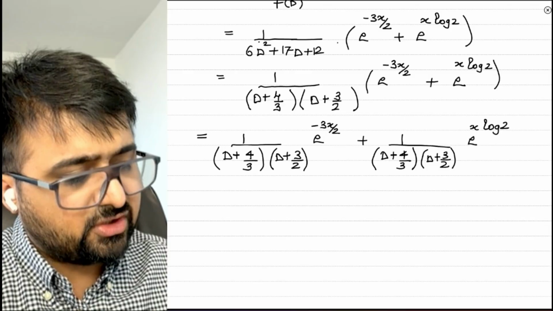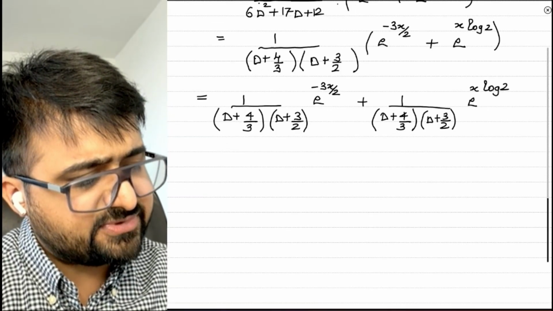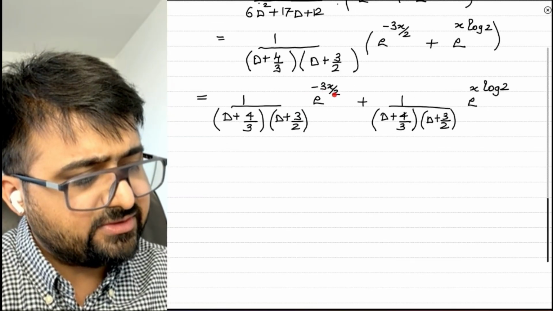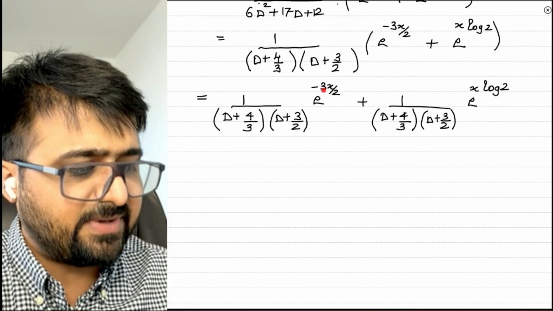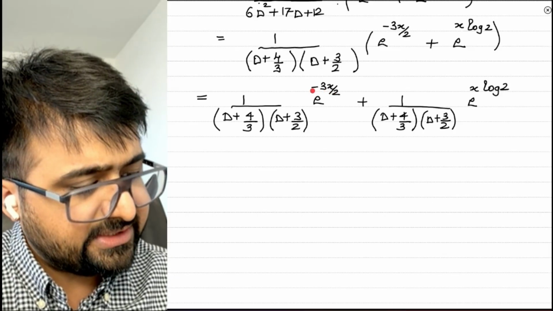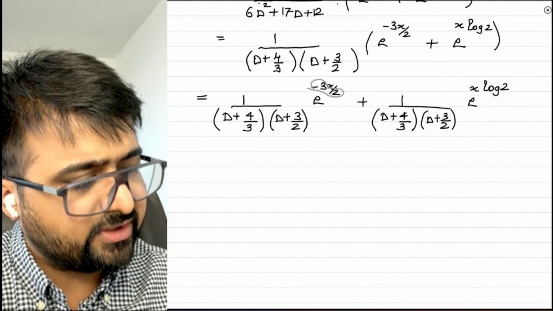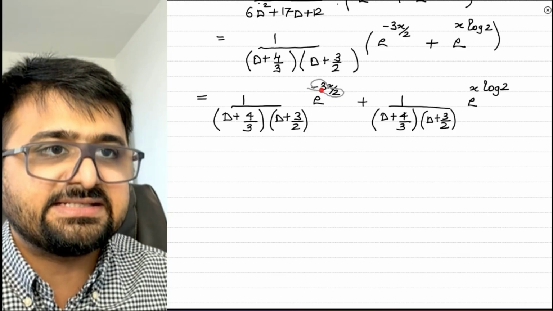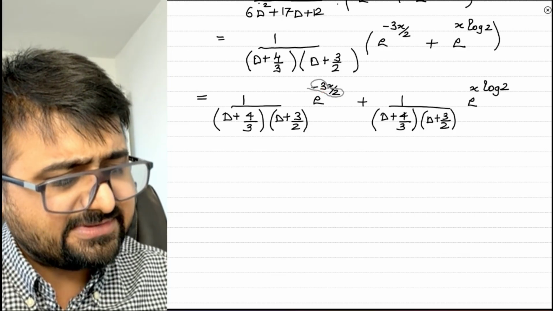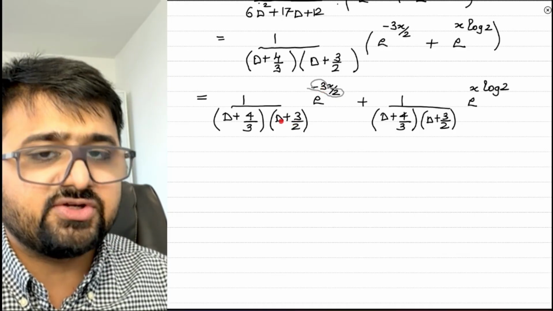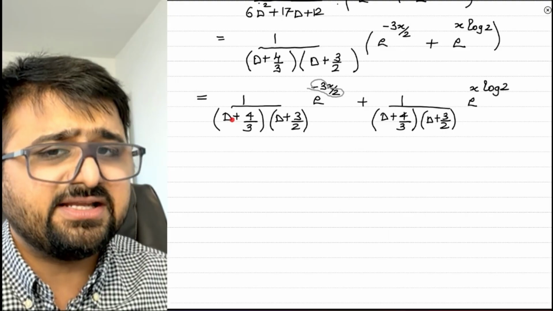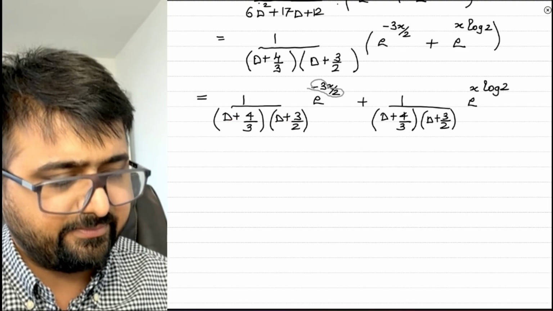Now, in order to solve those, let's see if we can substitute and get the result. Since this is e to the power ax, where a is minus 3 by 2, if we substitute a equal to minus 3 by 2 here, this is going to become 0. But at least let's substitute it here and then we'll look at this later.